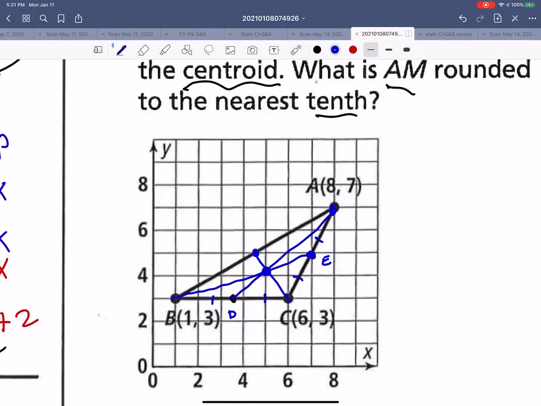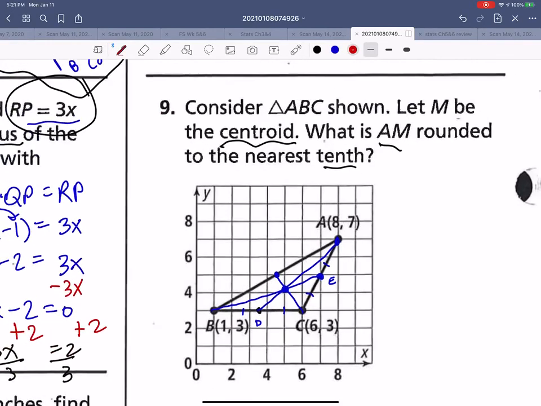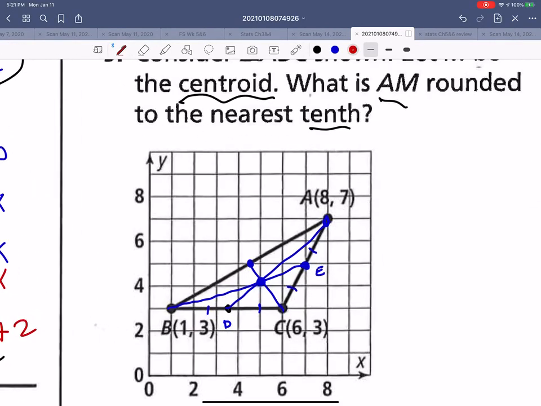Now remember I have some really cool ratios. It says, what is AM rounded to the nearest tenth? AM, whatever the whole thing is, let's say if the whole thing was 6, then 1, 2, this would be 2, 4, 6. Then this part would be 4, and this part would be 2, and the whole thing is 6. Now let's look. How long is the whole thing?